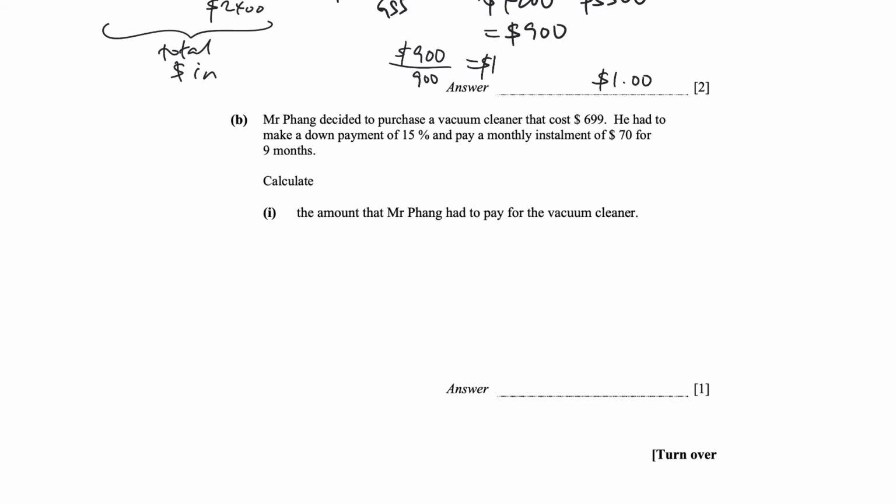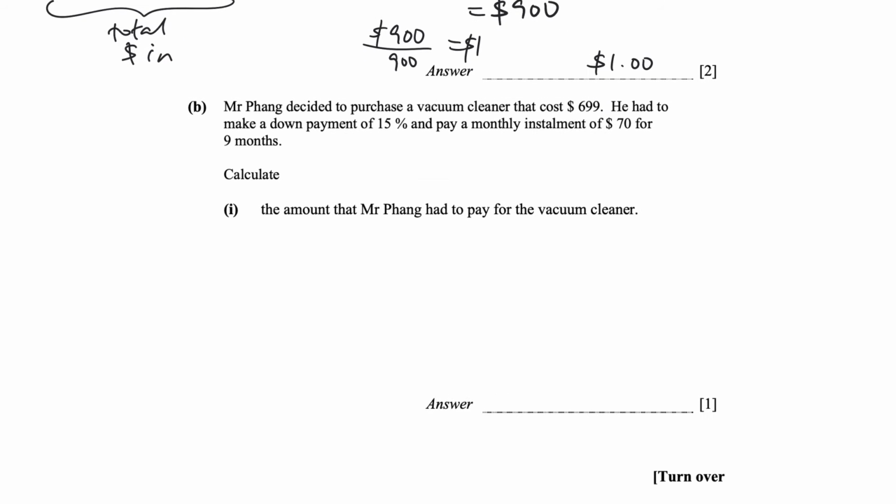Mr. Pang now decided to purchase a vacuum cleaner that cost $699. He makes a down payment of 15% and paid a monthly installment of $70 for 9 months. Find the amount that he had to pay for the vacuum cleaner. So it's $699. We basically have to calculate the down payment first. So he pays the down payment and then all the monthly installments.